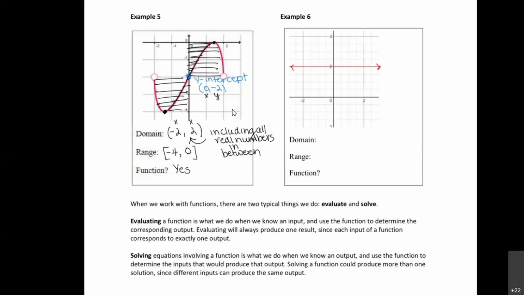Another way to imagine it is imagine you had a table of points for this graph. It would be an infinite number of points, but let's say you had part of it. You would be able to see y values that got as low as -4 but no lower, and y values that got as high as 0 but no higher. Does that make sense?